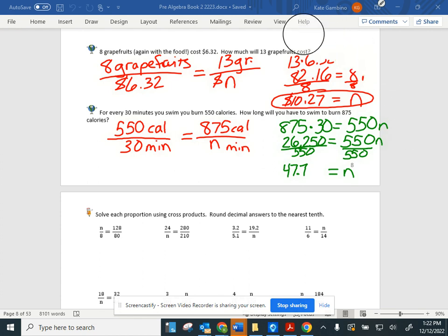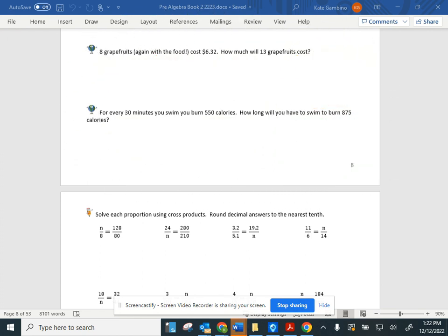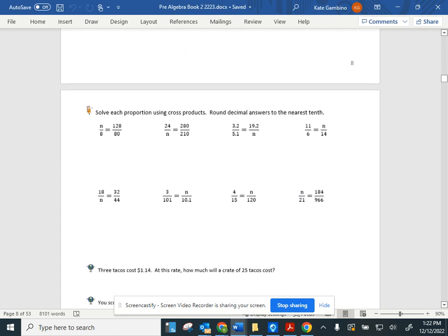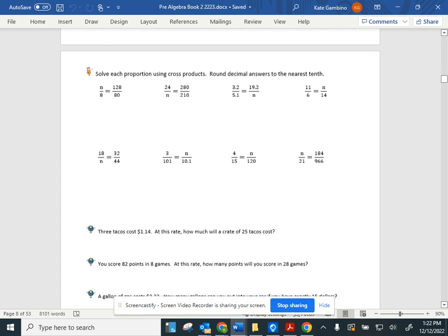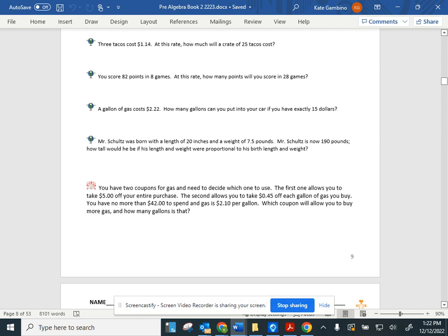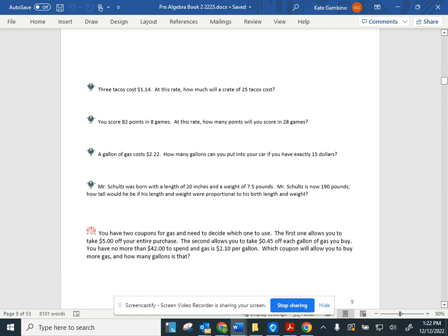All right, let's look at our work page. Solve each proportion using those cross products. Round decimals to the nearest tenth. Make sure you are not just putting the answer. Show me your calculation. Show me your work. Okay, I want to see what the equation is that you're doing. Then we have word problems. Make sure you are doing those word problems correctly. Match up. If you're doing tacos to money, make sure you have tacos to money. So we're multiplying correctly. Any questions on today's work?